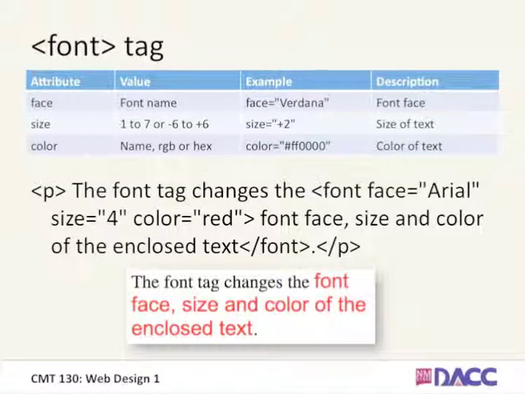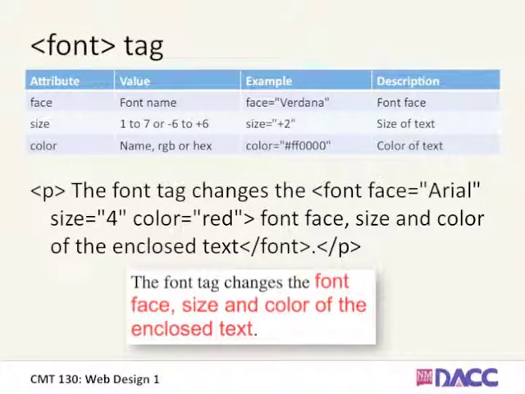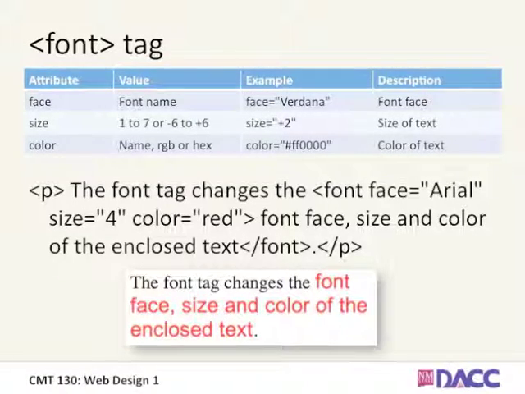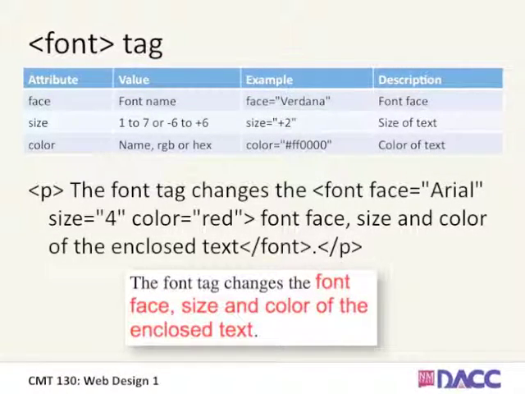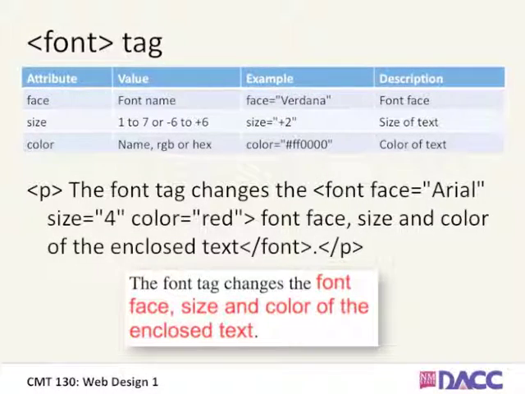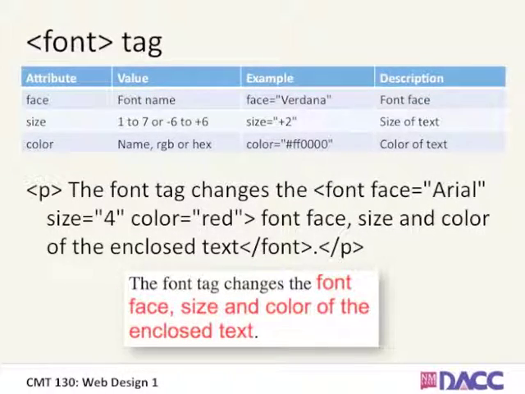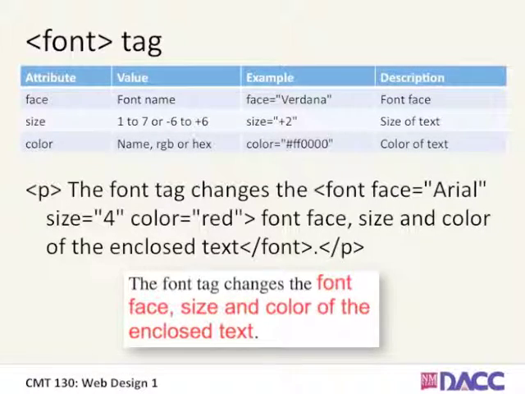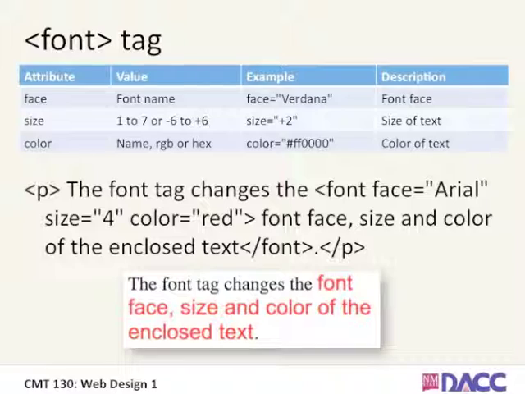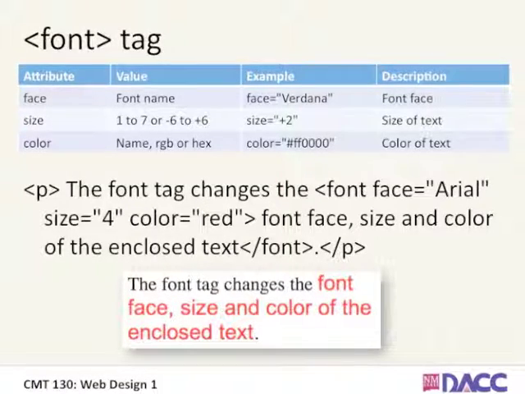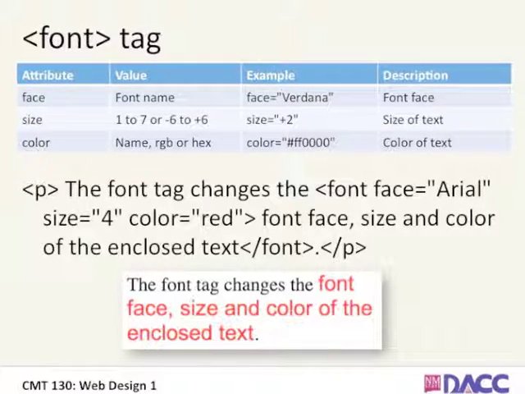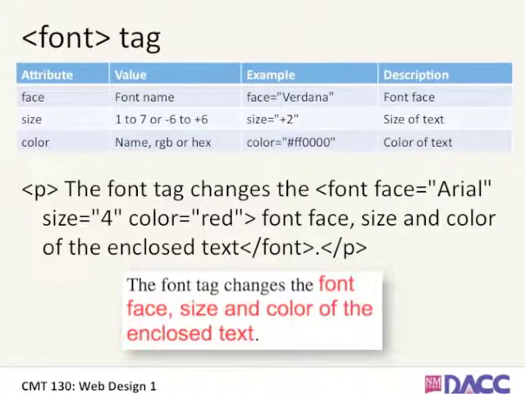The font tag was used to specify the font face, size, and color of enclosed text. It has 3 attributes: face, size, and color. In the example, part of a paragraph has been changed to font face Arial, size 4, and color red. The font face value lists the name of a font. It must be spelled correctly, and don't forget that the user must have the font installed on their system in order to see the font.